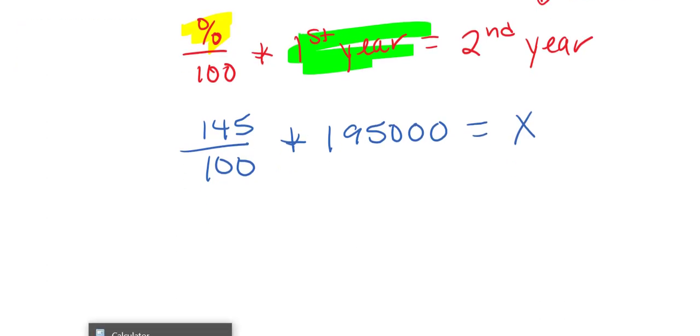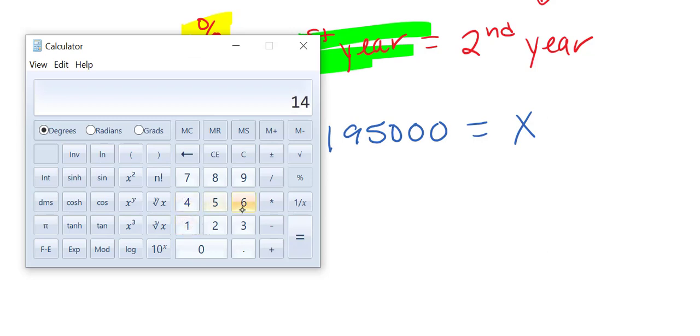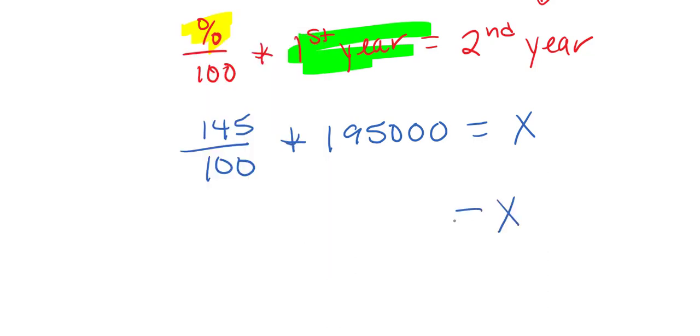So let's get the calculator out. So we have 145 over 100. Then go ahead and multiply it. And we get 282,750. So that would be the revenue in the second year.